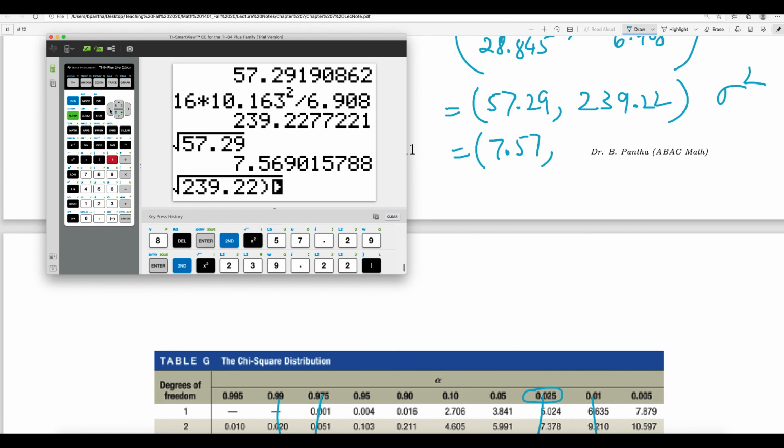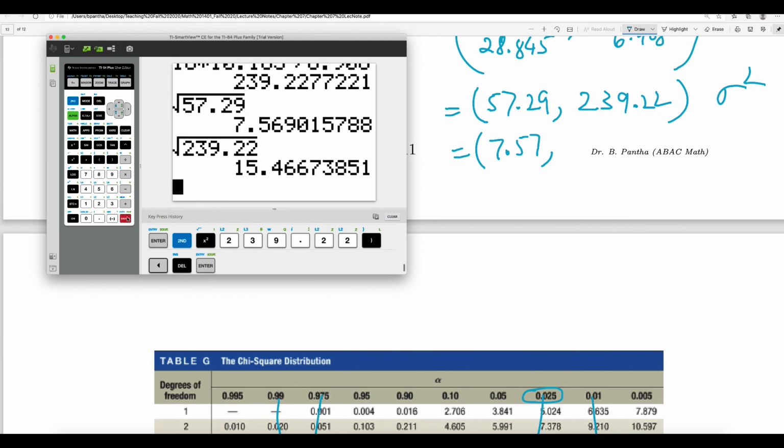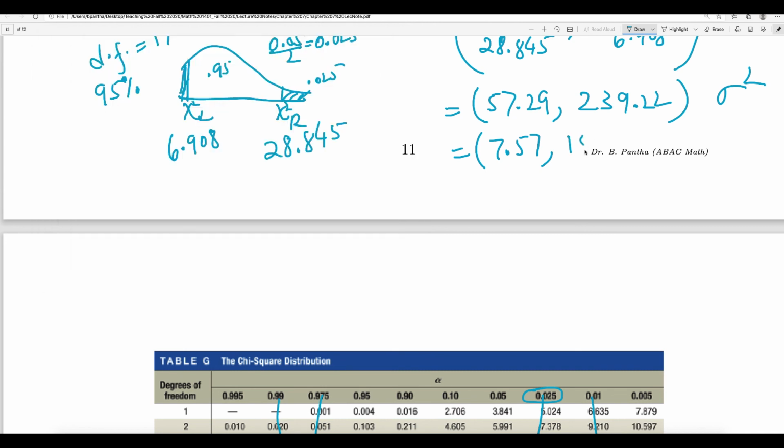You don't need the parenthesis there because we did not start with the parenthesis. So let me delete that parenthesis. Hit enter. You get 15.47. That's what you get. This is for sigma. Okay. This is how we find chi-square left, chi-square right, and then the confidence interval for population variance and population standard deviation.